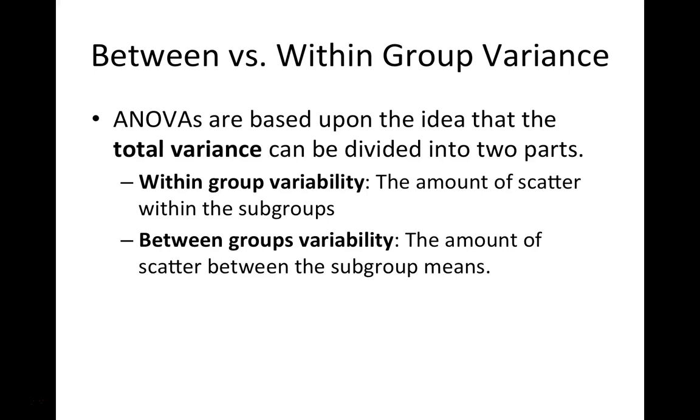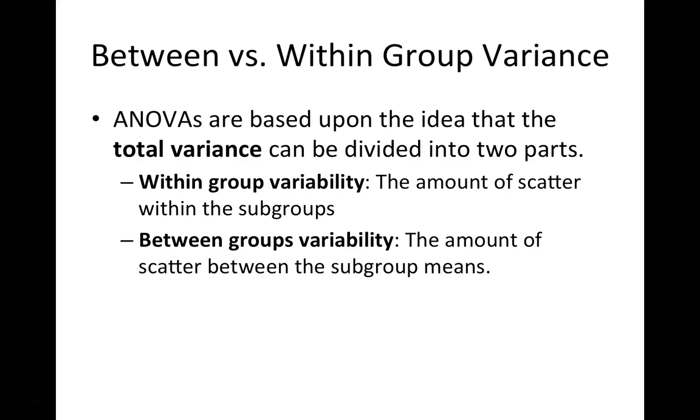So ANOVAs are based upon the idea that the total variance can be divided into 2 parts. We have within group variability and between group variability. And so within group variability is the amount of scatter that we have within the subgroups. So if you think about, let's just talk about 2 groups still, if we're talking about males and females, the variability that we have within the group of males and within the group of females, that's the within group variability. And then the variability between groups is the amount of scatter that we have between the subgroup means. So looking between men and women, how is that variability distributed?